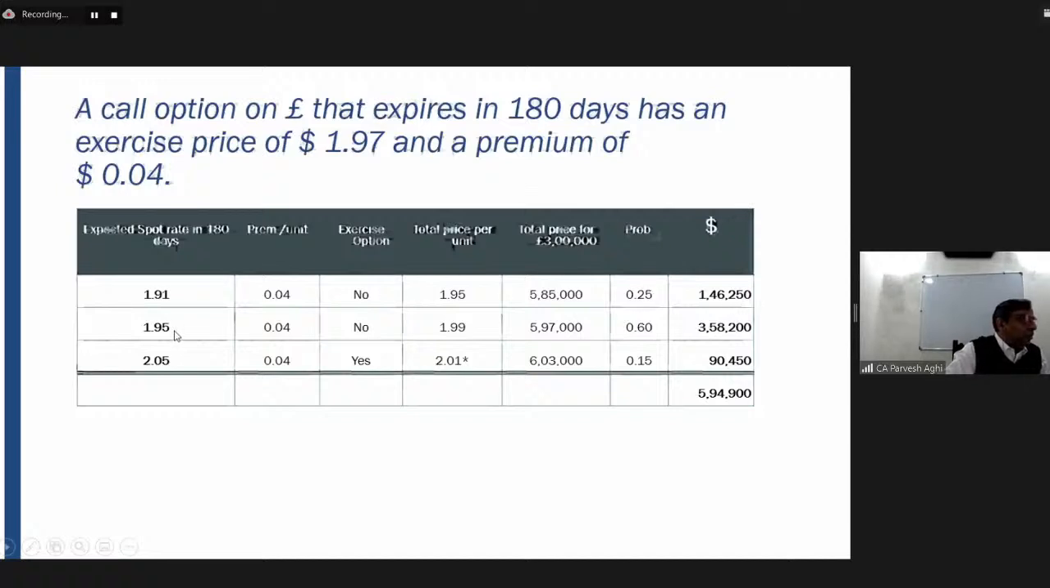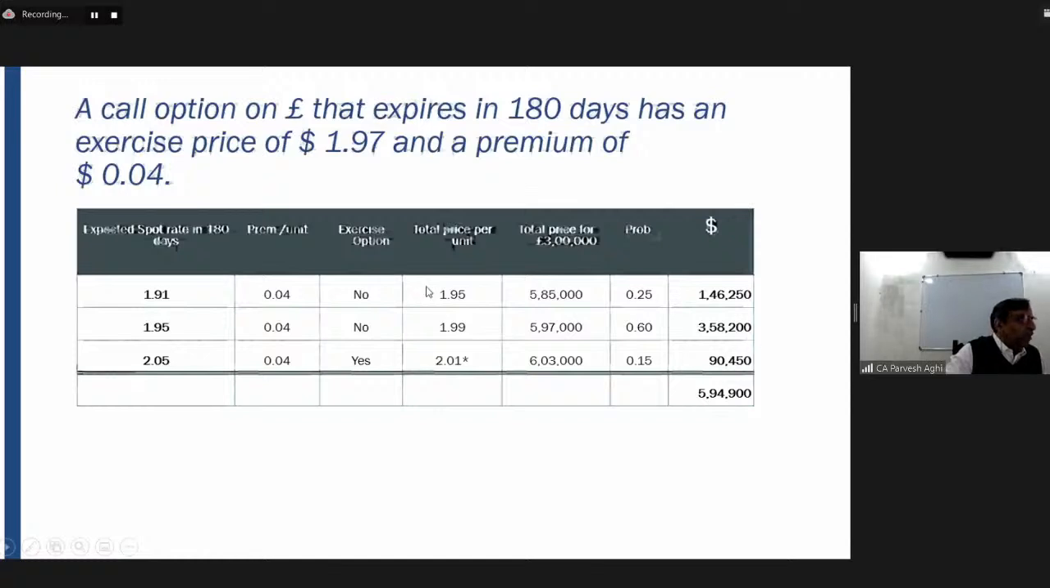Now let's go to the second option, that the pound closes at 1.95. Again, you're not going to exercise your right because it is well below 1.97. So you're not making any money, and you'll let it expire worthless. And how much money are you going to lose? 4 paisa. So your total cost is going to be $1.99 per pound. In terms of dollars, it is going to be 5,97,000, which is 1.99 multiplied by 3 lakhs. And the chance is 60%. So the equivalent of 60% will be $3,58,200.